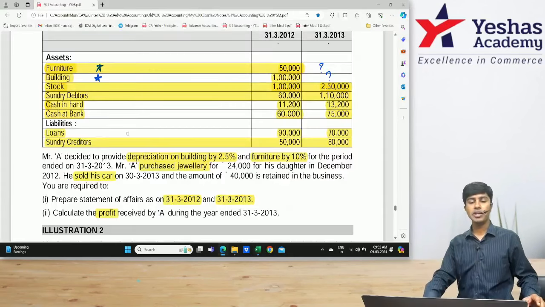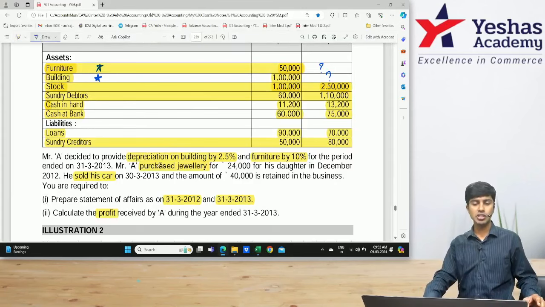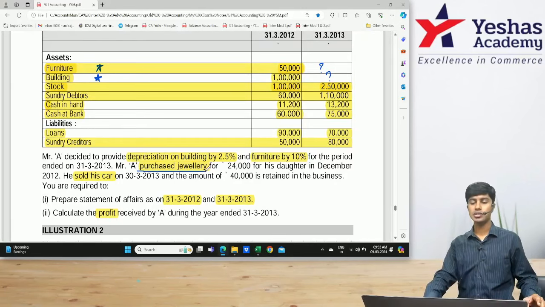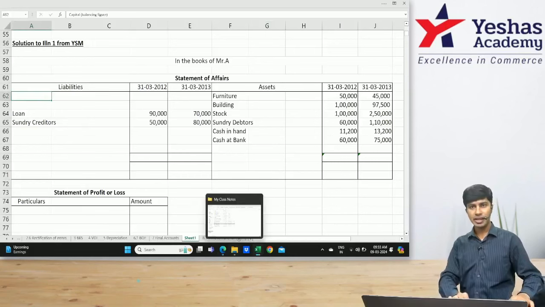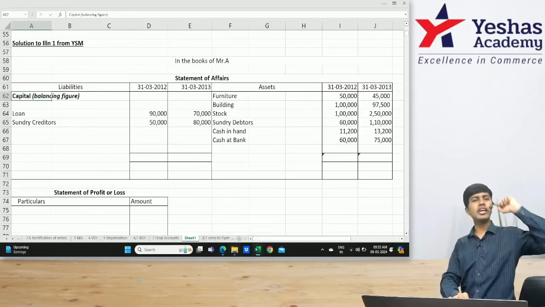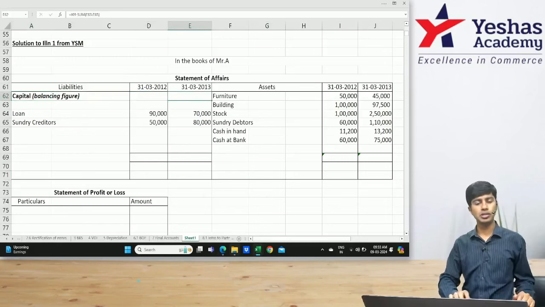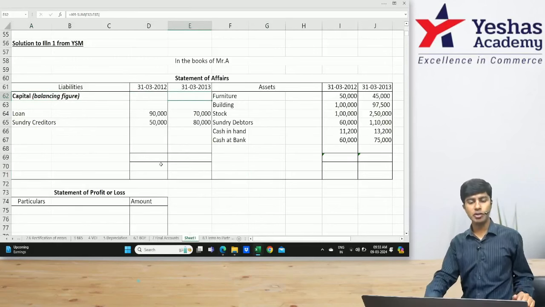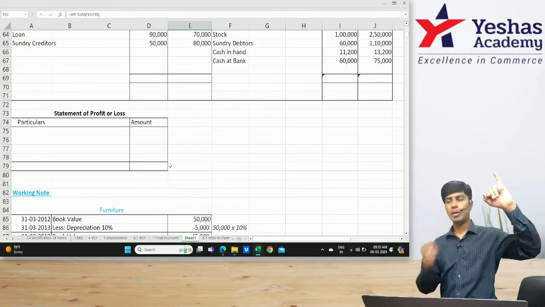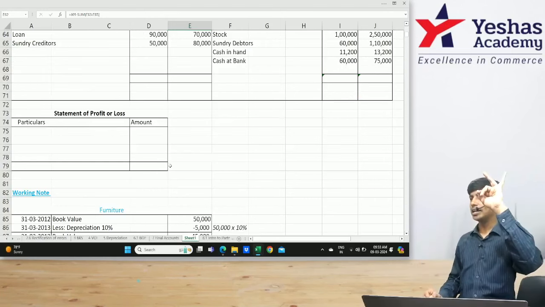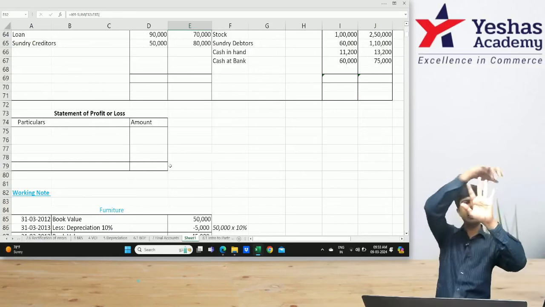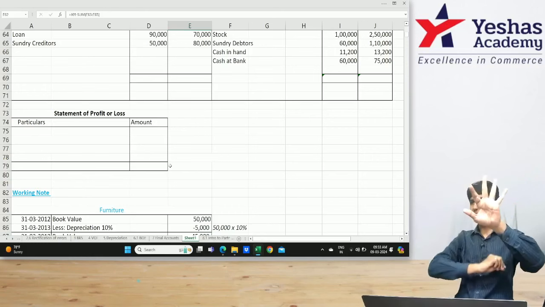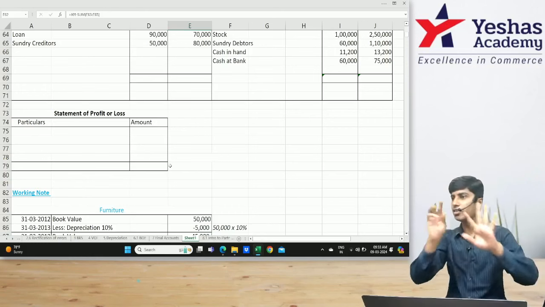Yeah. Now we have purchased jewelry. What was that purchased jewelry concept? Drawings. Now what do we do? Here we'll write capital. Am I right? Correct. Capital will be found as a balancing figure for both opening and closing. Then I told you one beautiful story. Opening capital plus additional capital minus drawings plus profit is equal to closing capital. But I'll take closing capital minus opening capital minus additional capital plus drawings. That will give us profit.